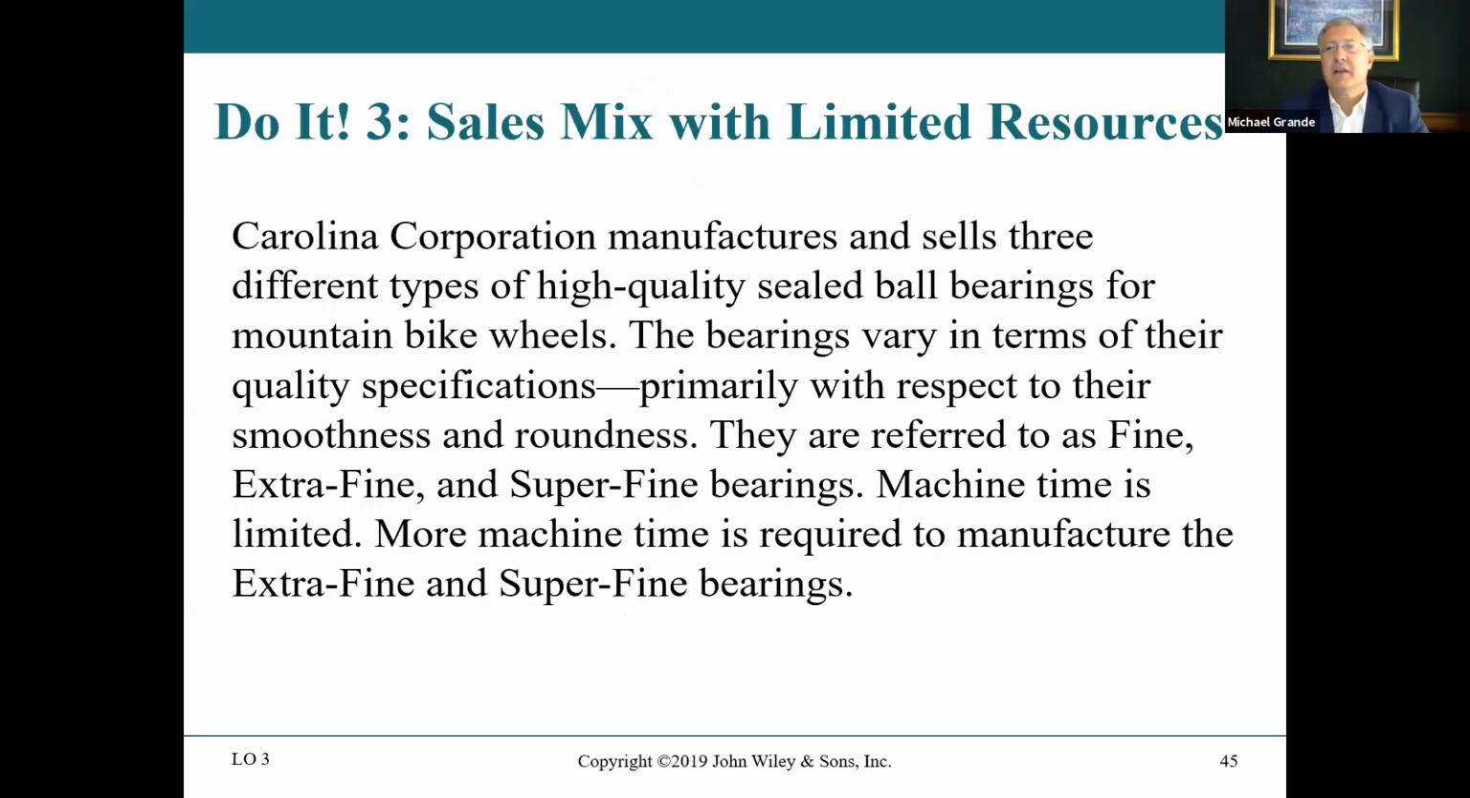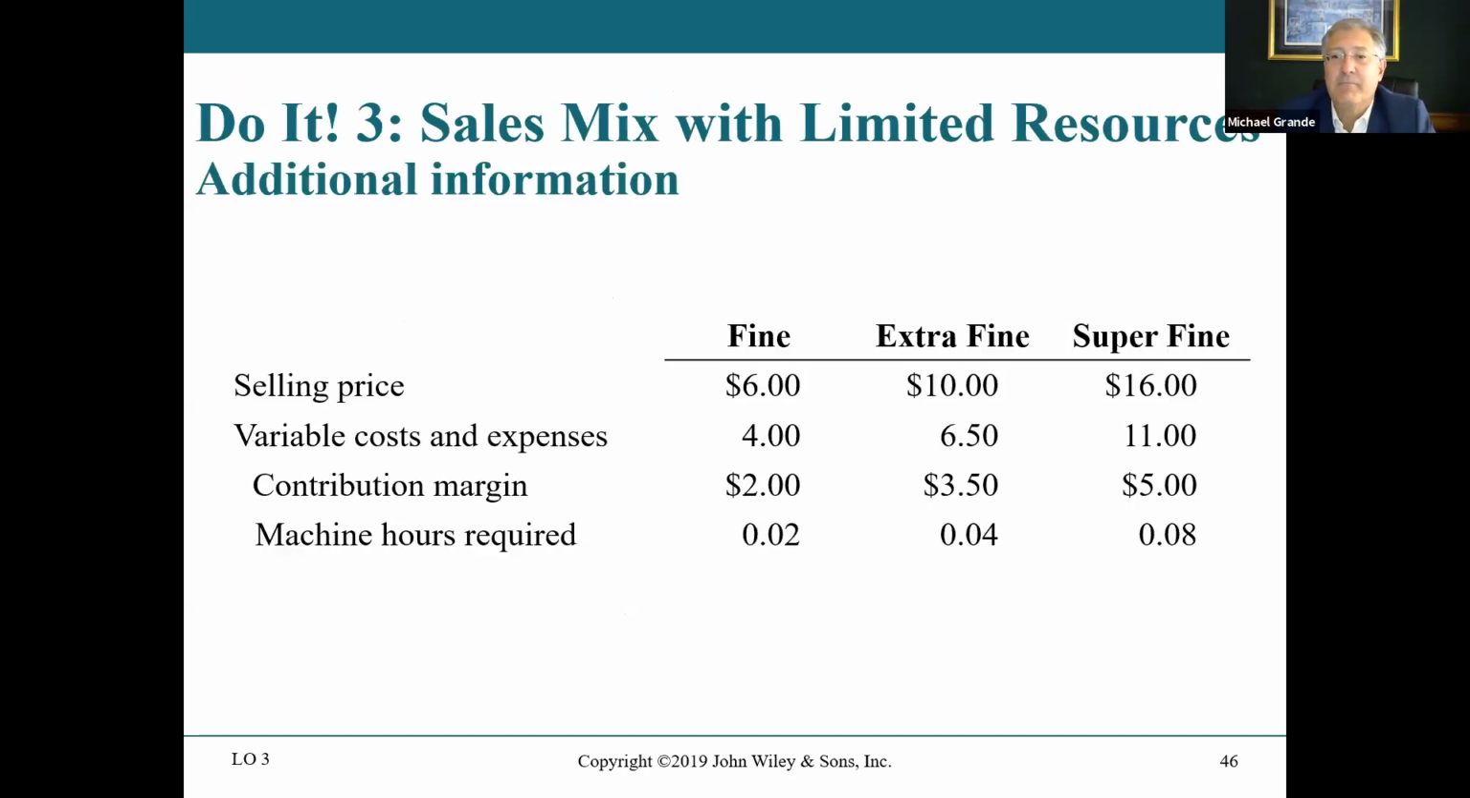Carolina Corporation manufactures and sells 3 different types of high quality sealed ball bearings for mountain bike wheels. The bearings vary in terms of their quality specifications, primarily with respect to their smoothness and roundness. They're referred to as fine, extra fine, and super fine. Machine time is limited. More machine time is required to manufacture the extra fine and super fine.